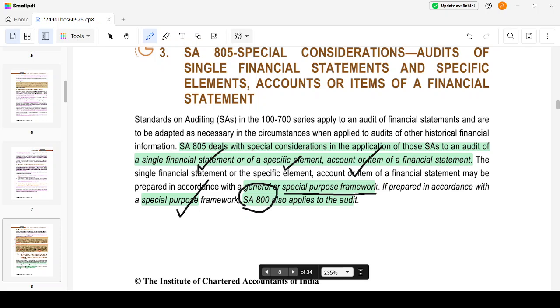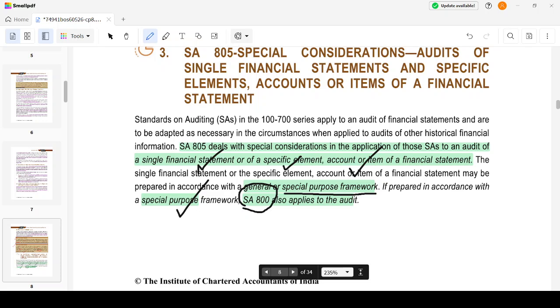We have SA 501, which discusses audit evidence, specific considerations for selected items. SA 501 discusses the specific considerations by the auditor in obtaining SAAE, which is nothing but sufficient appropriate audit evidence, in accordance with other standards, regarding inventory, litigation and claims, and segment information in an audit of a financial statement. But here, our purpose is to deal with specific considerations in the application of SAs to an audit of a single financial statement or a specific element, account or item of a financial statement.